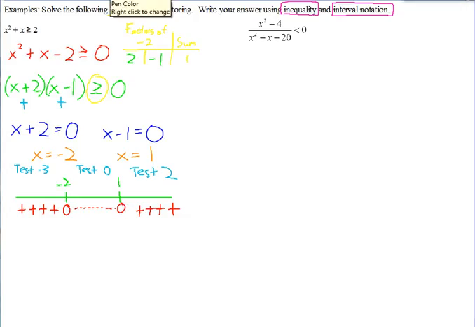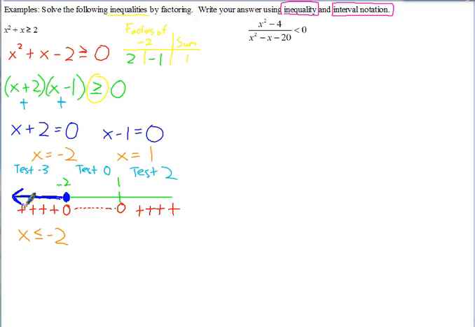So let's write an inequality notation first. So let's look at this interval here. We can say x is, because that's a variable, less than or equal to negative 2. If we were to graph this on the number line, our solution here is where it's equal to 0 as a solution, as well as everything over here that makes it positive.